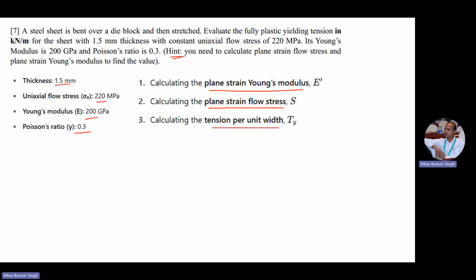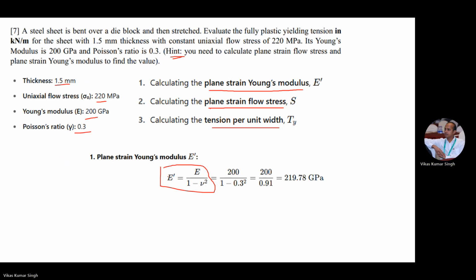First we'll check the plane strain Young modulus. In the case of plane strain Young modulus, we need the Poisson ratio, and that formula is very simple: the given Young modulus divided by 1 minus Poisson ratio square. It's very simple if you know this formula. This will give the effective plane strain Young modulus if we put in all these values.